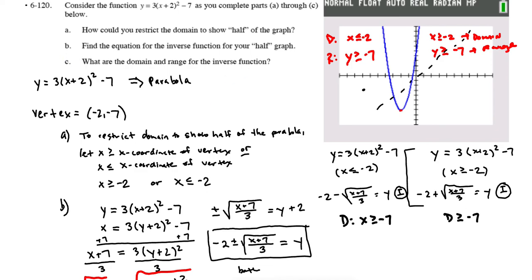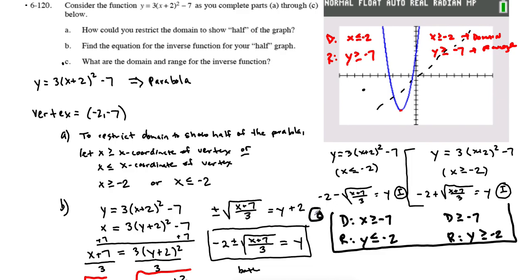This is, remember, for part C here. Our range, well, for our top one here, we're starting at -7, -2. So we're starting here, and remember it's going up. So our range is going to be y is greater than or equal to -2, which makes sense because that's what our domain is in the inverse. And for this one, it'd be going down from -2, just like our domain was for its inverse, so we're going to say y is less than or equal to -2. And there's your answer. This is part C.